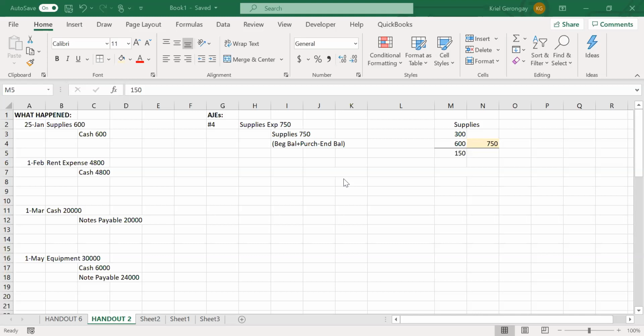So you're trying to find the expense. It's kind of like algebra. Okay, so if you think of it this way, if you look at this T account here, we had a beginning balance of 300, right? And we purchased an additional 600, right? And so this totals to 900.